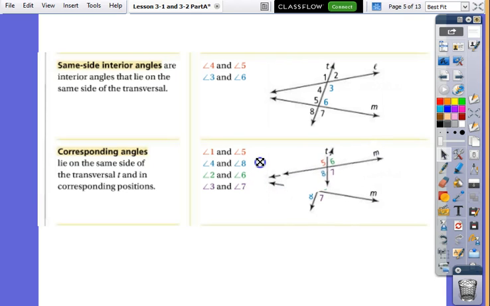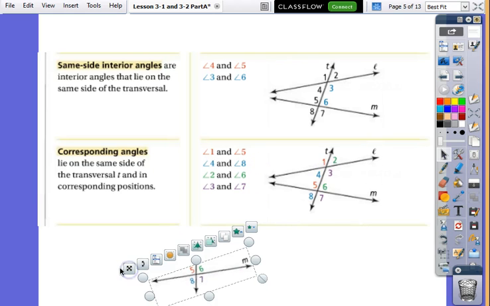So what do you think's overlapping with angle 6? What do you think's overlapping with angle 5? 1. What do you think's overlapping with angle 8? 4. What do you think's overlapping with angle 7? 3. So that's how you know if something is corresponding. If they occupy the same relative position with the other line, then they're corresponding. So 6 is the upper right angle, 2 is the upper right angle. 4 is the lower left angle, 8 is the lower left angle. So corresponding angles: 1 and 5, 4 and 8, 2 and 6, 3 and 7.